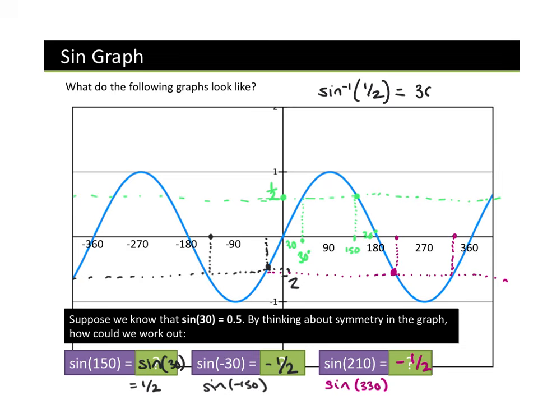We get 30 degrees. Okay, that's great that we get 30 degrees, but I don't want 30 degrees because the question says it's an obtuse angle. So I'm going to do 180 minus 30 for it to be obtuse, which is great. So I also know that 150 gives me that.